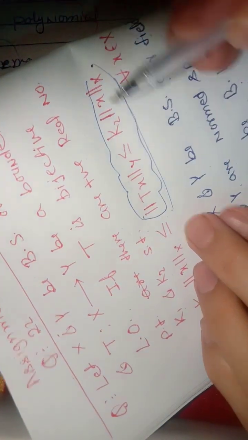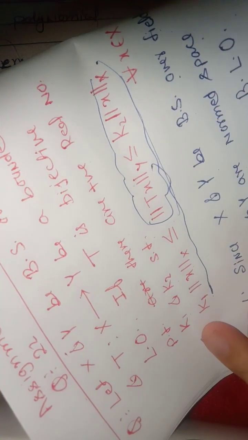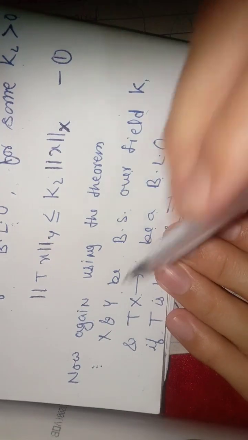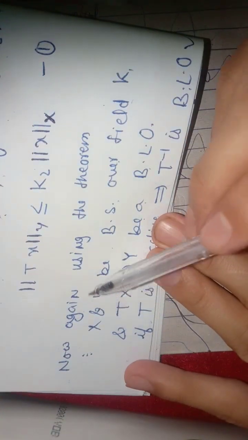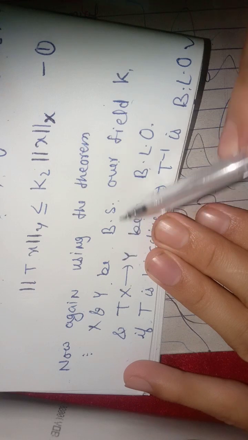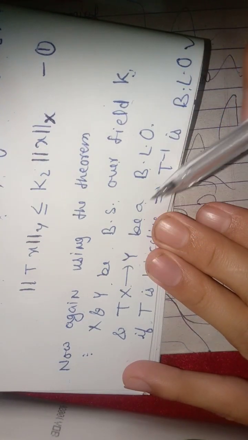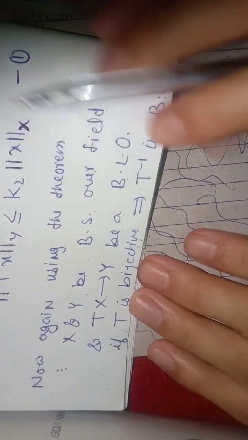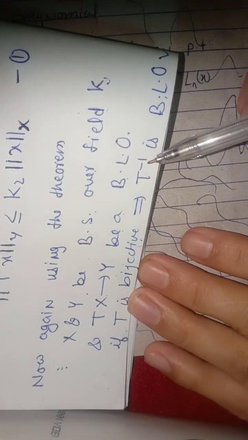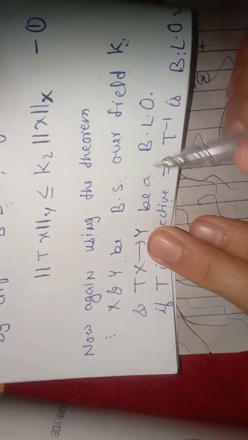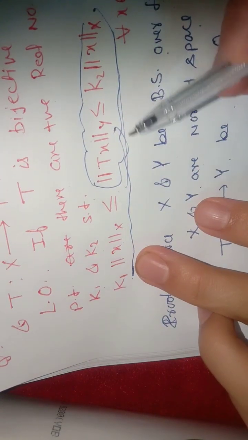Now comes the proof of this part. For that we will use a theorem. The statement of the theorem is that X, Y be a Banach space over the field K and T: X into Y be a bounded linear operator. If T is bijective, it implies that T inverse is a bounded linear operator. That is the statement of the theorem, and we will apply this theorem to prove this part of the question.